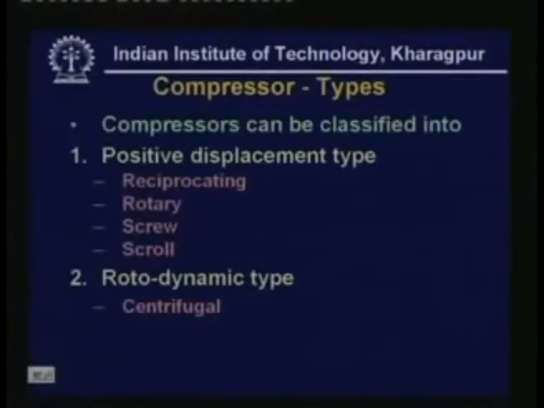And the two important types of rotodynamic compressors are centrifugal type and axial flow type. Centrifugal types are also known as turbo compressors, and they are widely used in large refrigeration capacity systems. Now let us look at reciprocating compressor.